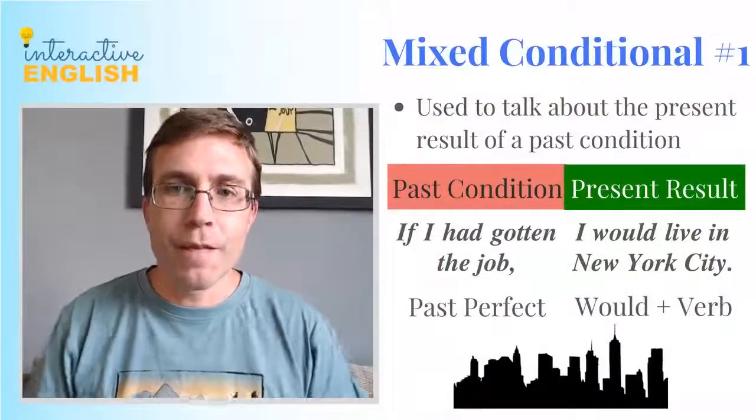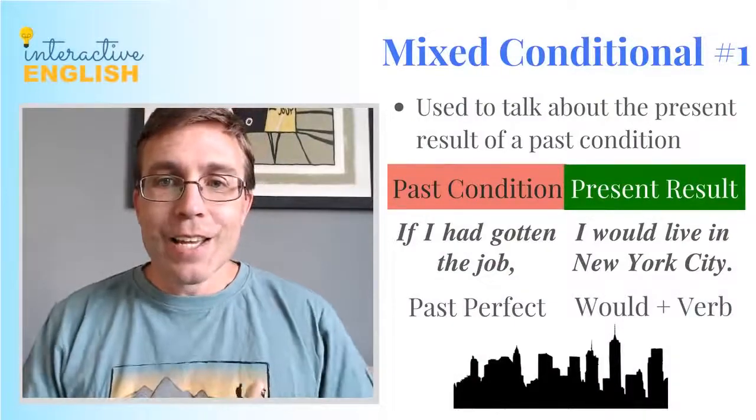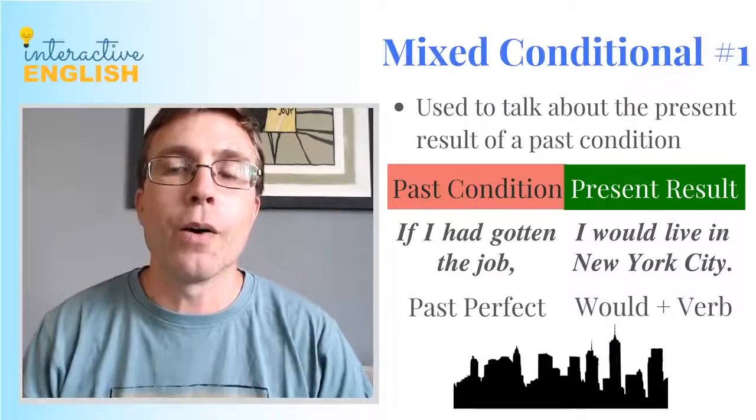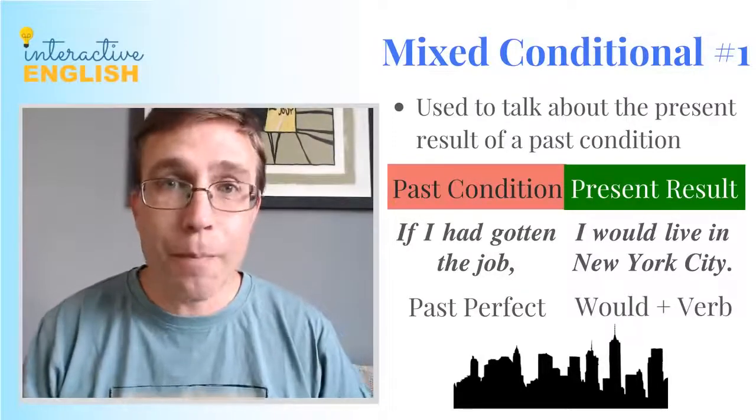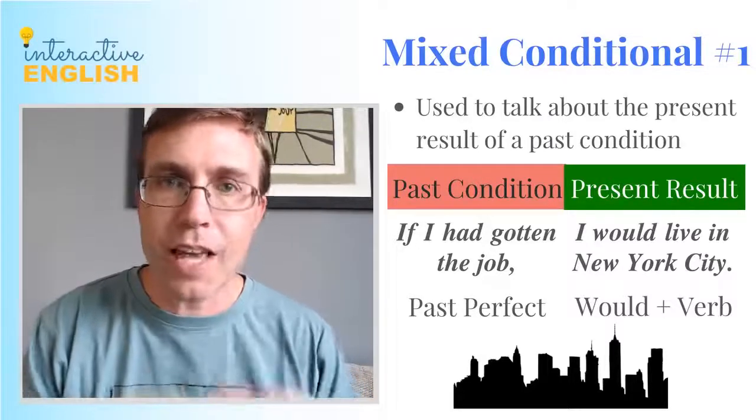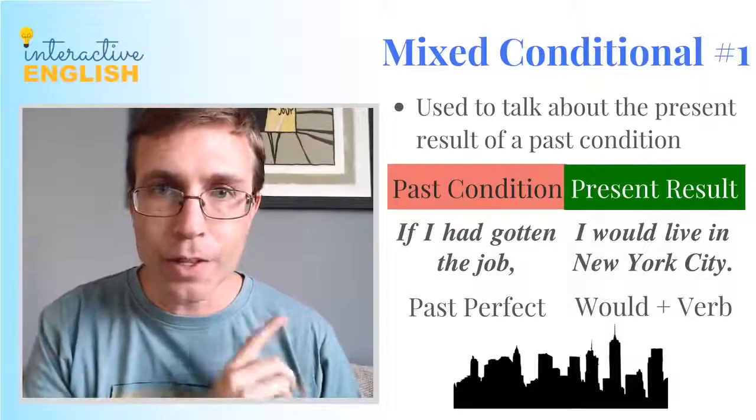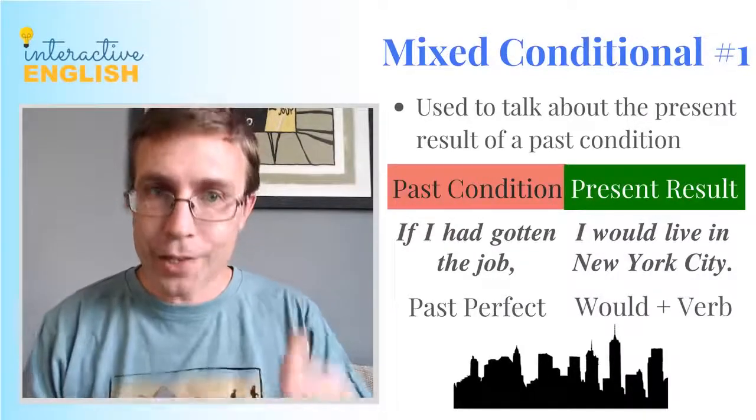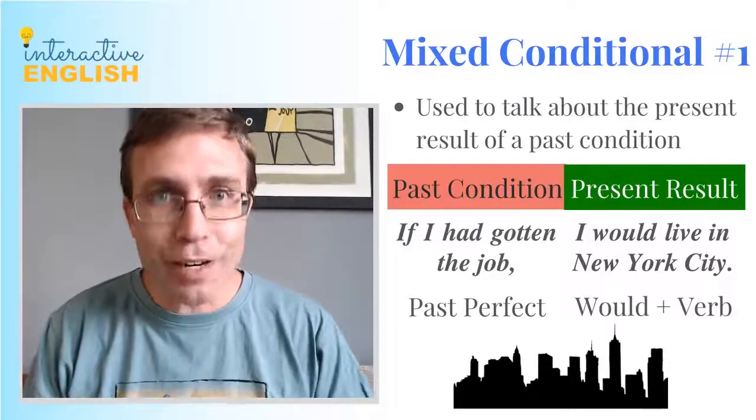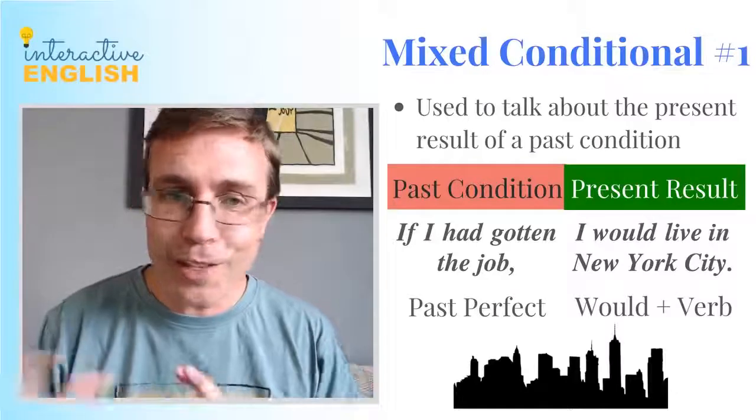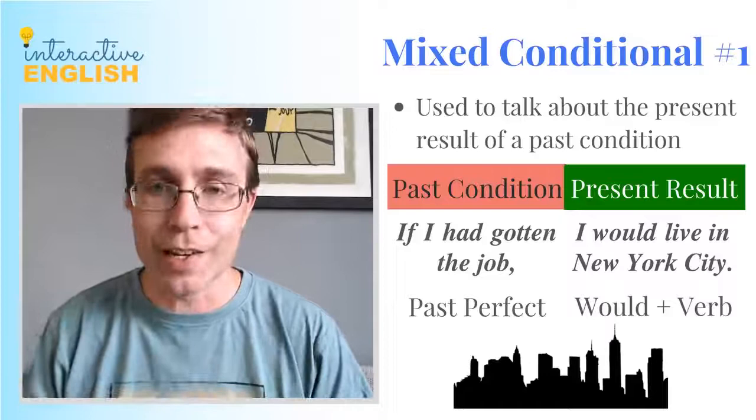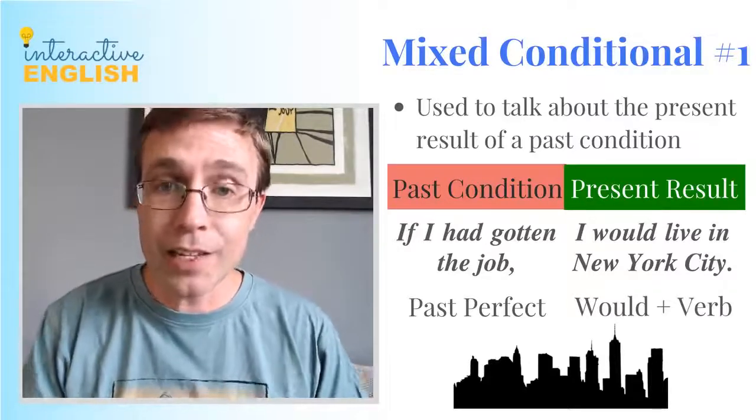So the mixed conditional number 1 is used to talk about the present result of a past condition. So in all of my examples here, I'm always putting the condition first and then the result. And I've color coded these too. So if it's red, it's talking about the past. If it's green, present, and purple, which you will see in a moment, we're talking about the future. Okay, so these are color coded as well. Red's the past, green is the present. So we're talking about a past condition.